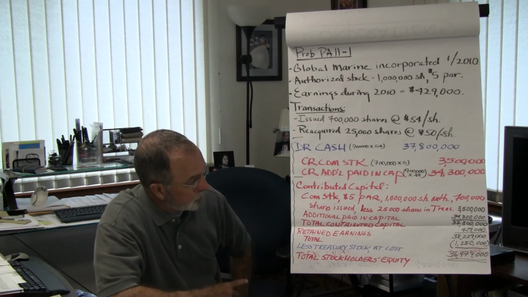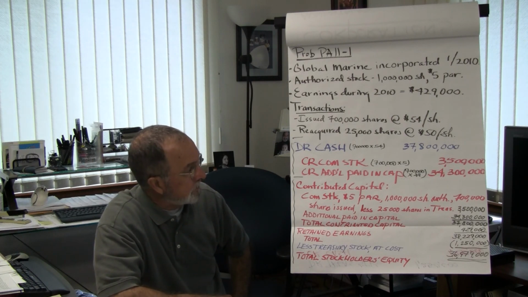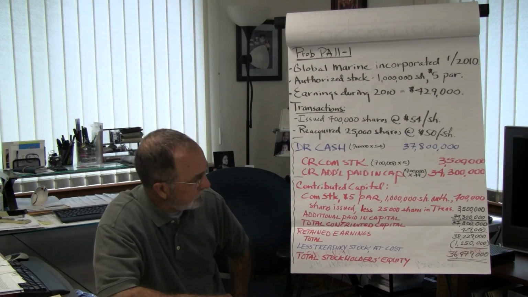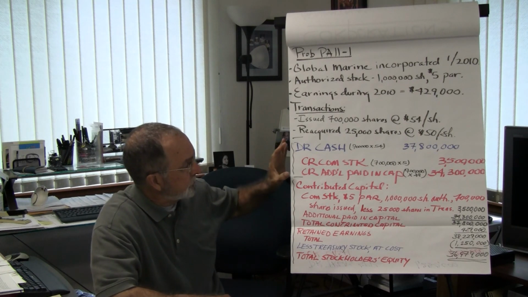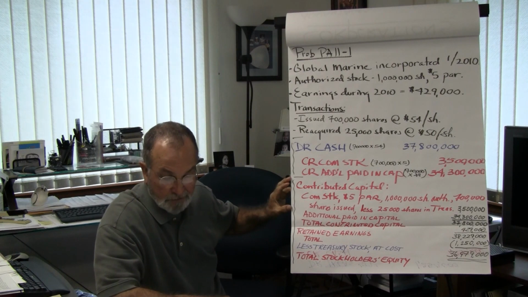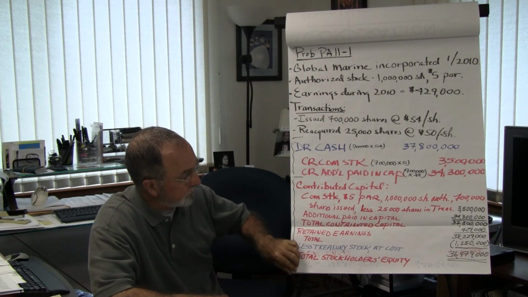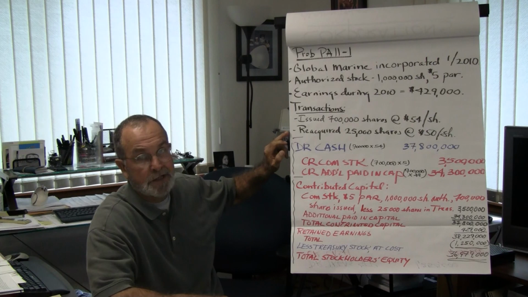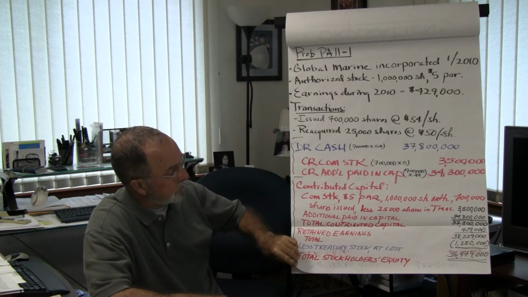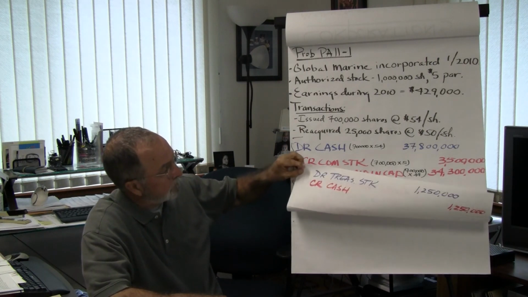Now, when I was preparing this solution, after this journal entry, I went right down to requirement 3, and what I forgot to do was journalize the second transaction. And so I've journalized the second transaction on the back side of the sheet.